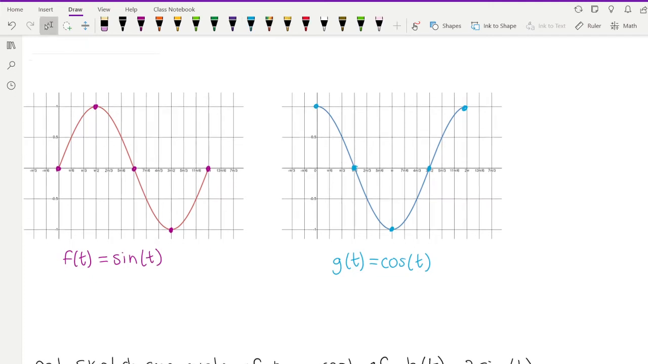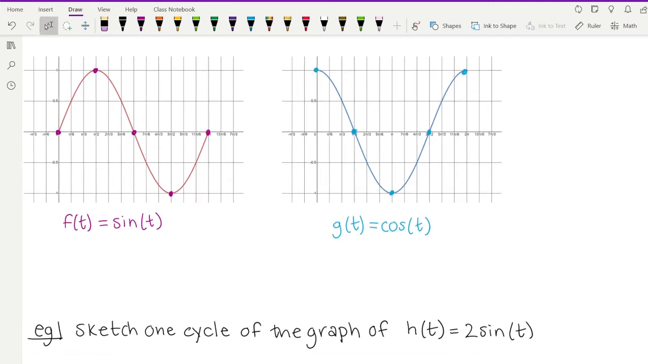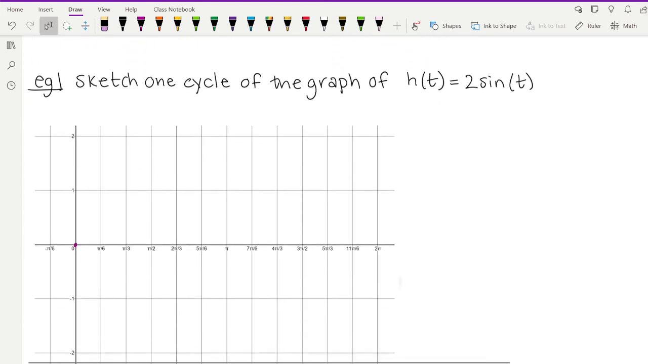Okay, so like I just said a moment ago, we're going to get into horizontal transformations in the next video. This video is going to be focusing just on vertical stretches and reflections and vertical shifts, which I think are a little bit easier to work with than the horizontal stuff.